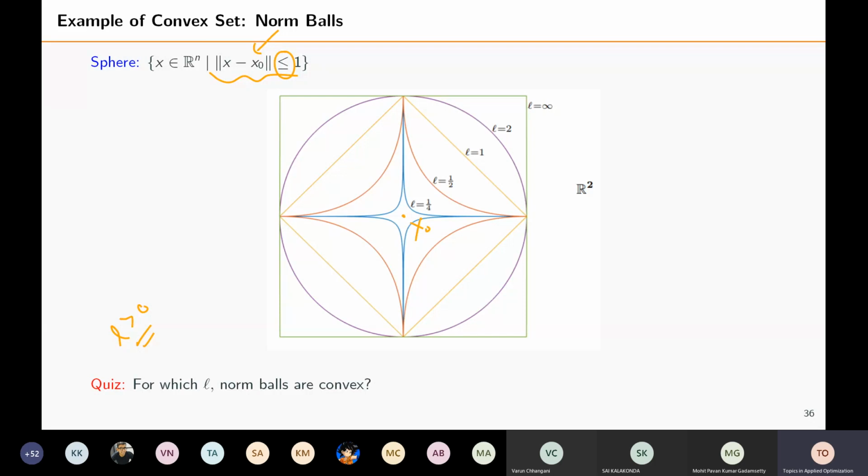So what do you think? So Rohit, is L greater than or equal to 1? L greater than or equal to 1, it's convex. That's what Rohit is saying. So what do you think? Someone is saying all L. Are you sure, all L?